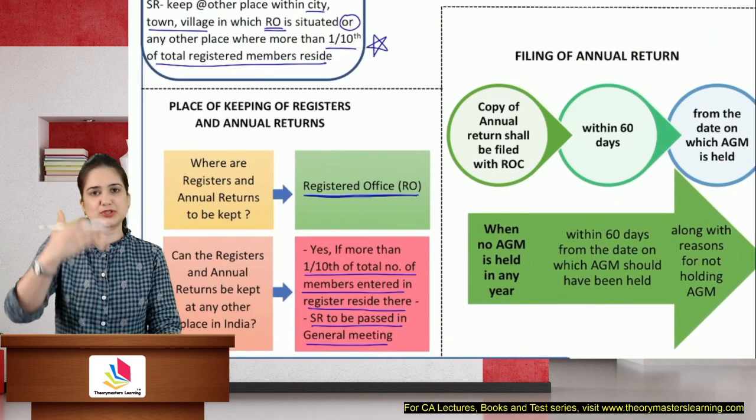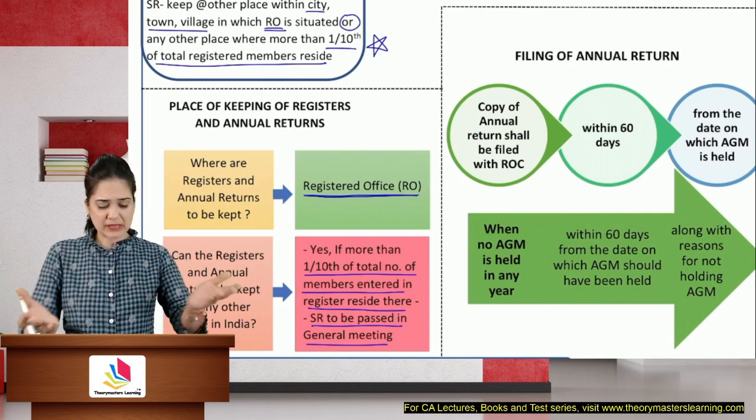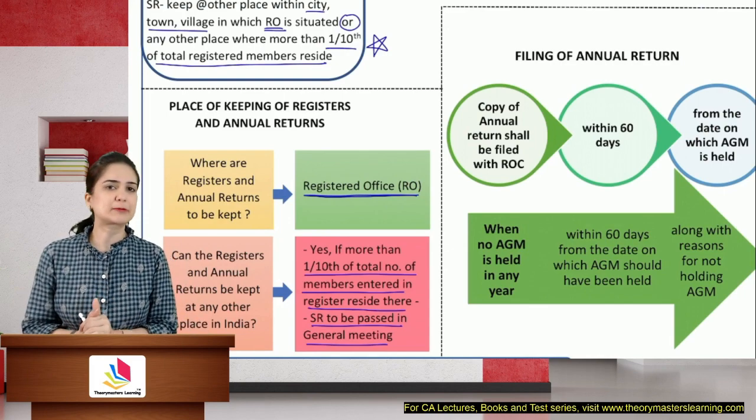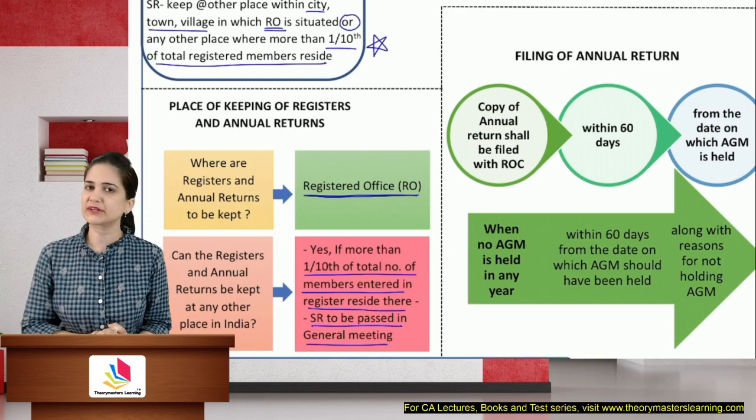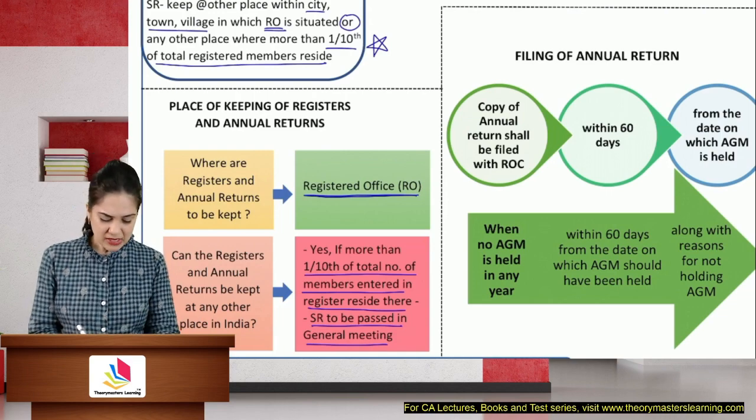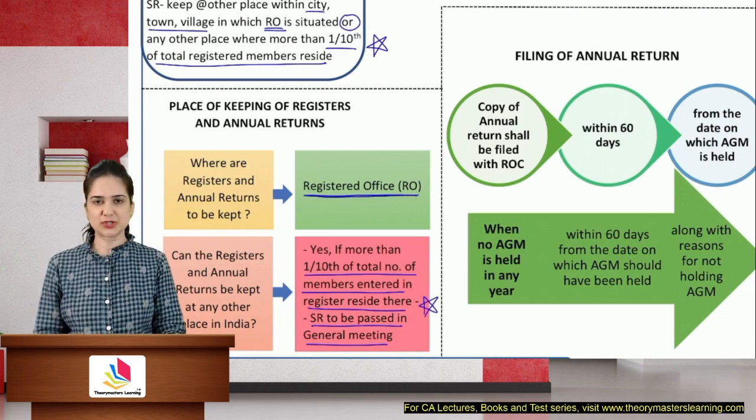So we have mentioned that point earlier also. By passing a special resolution, you can keep it at a place where 1/10 of the total members entered in the register reside. Again, this is important for case-based question.